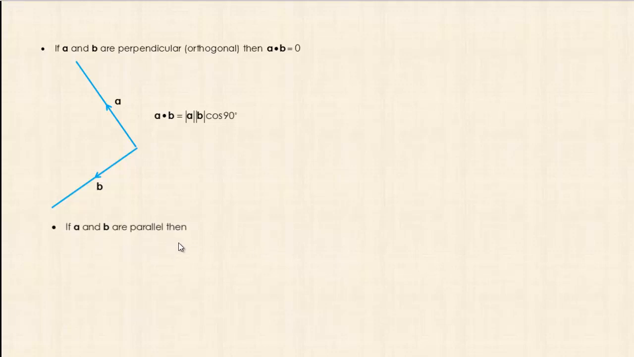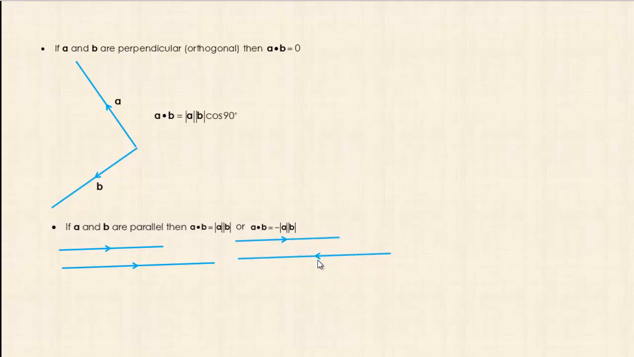If A and B are parallel, then A dot B is either equal to the modulus of A times the modulus of B. That's because the angle between them is 0 and the cosine of 0 is 1. So this would be parallel vectors which are pointed in the same direction. Or A dot B is minus modulus of A times modulus of B. That would be the situation where they're parallel but pointed in different directions. Some people call that antiparallel.